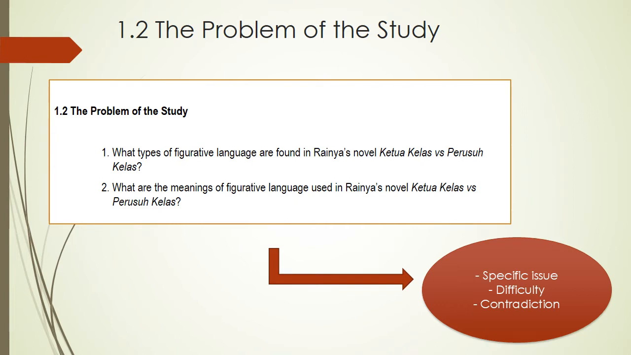A research problem is a question that a researcher wants to answer, or a problem that a researcher wants to solve. Like in this thesis, there are two questions. First is what types of figurative language are found in Rainia's novel Ketua Kelas versus Perusuh Kelas. And the second one is what are the meanings of figurative language used in Rainia's novel Ketua Kelas versus Perusuh Kelas.